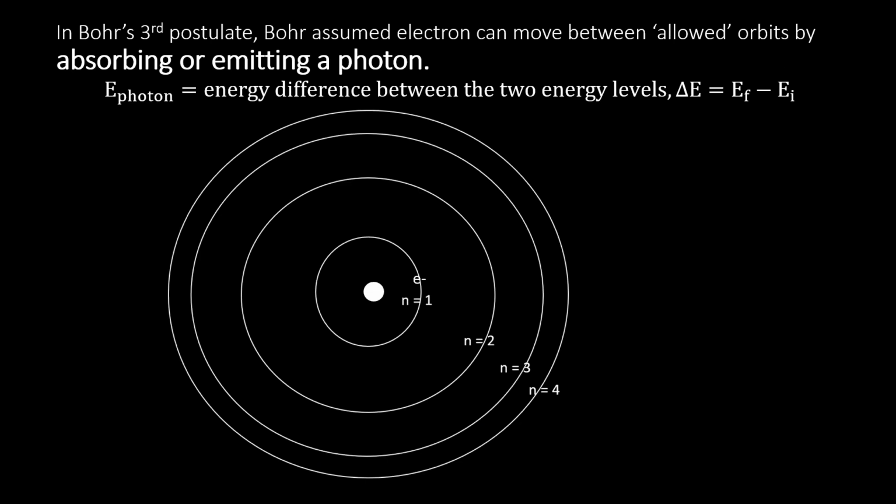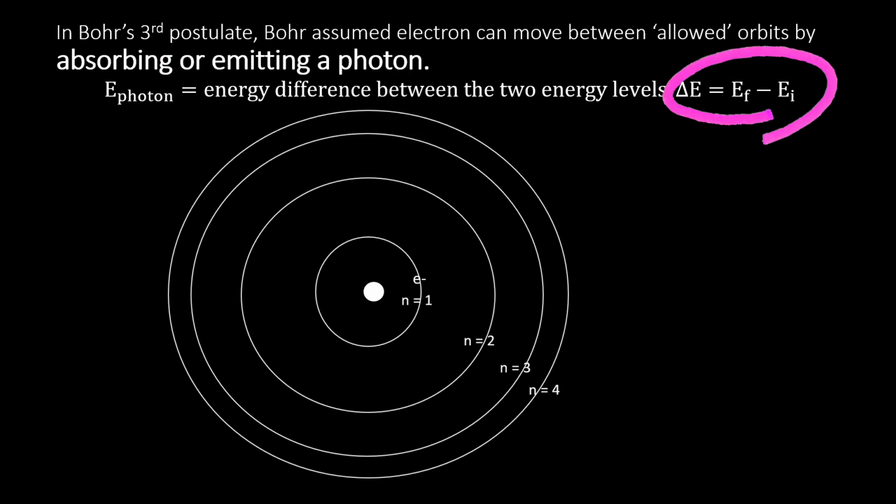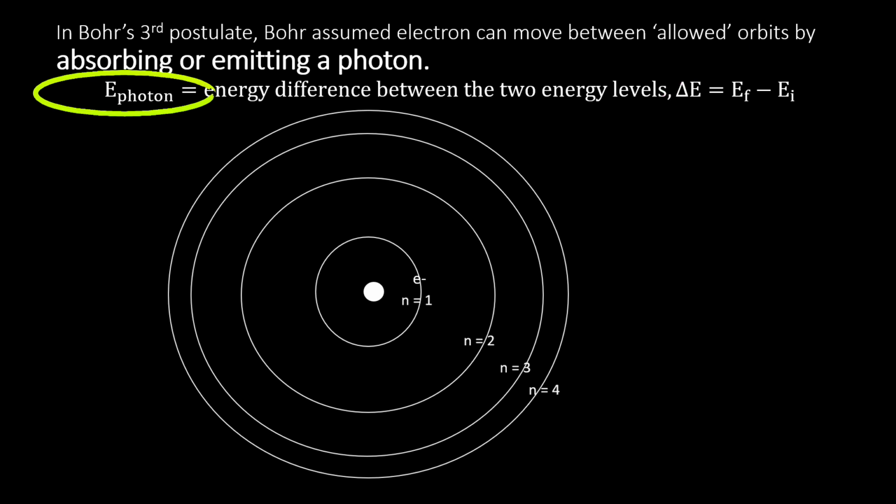In Bohr's third postulate, Bohr assumed an electron can move between allowed orbits by absorbing or emitting a photon. The energy of the photon is equal to the energy difference between the two energy levels. So the final energy level minus the initial energy level is equal to the energy of the photon absorbed or emitted.